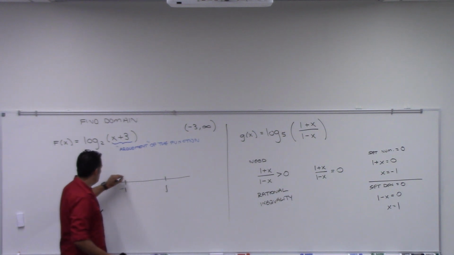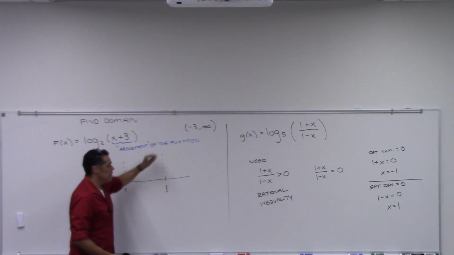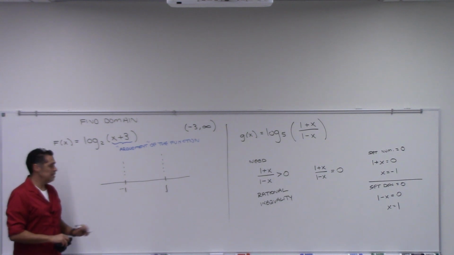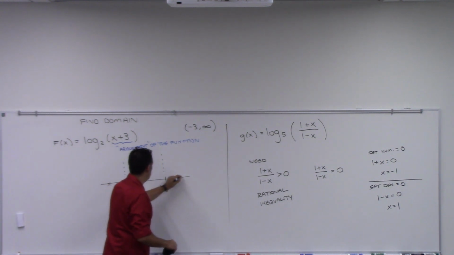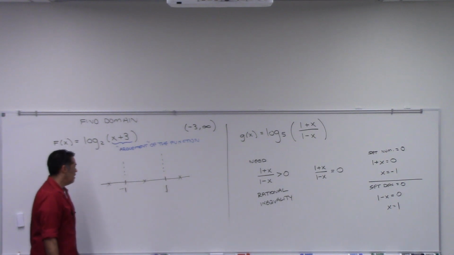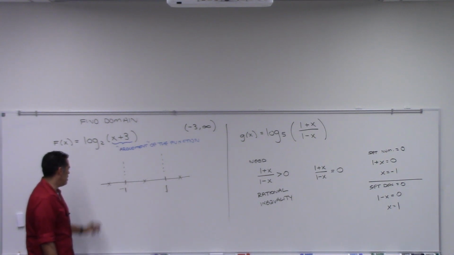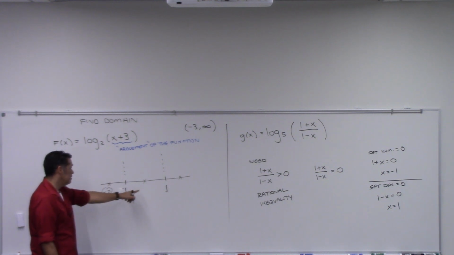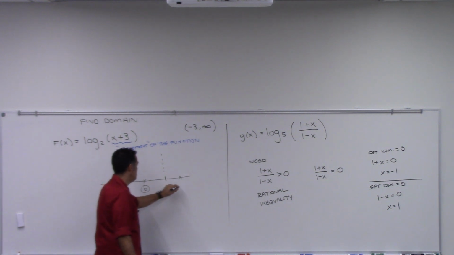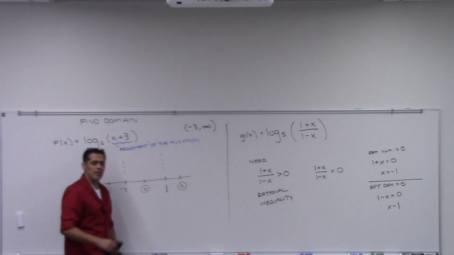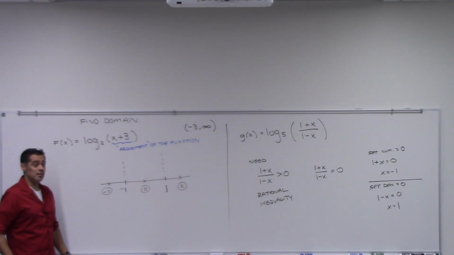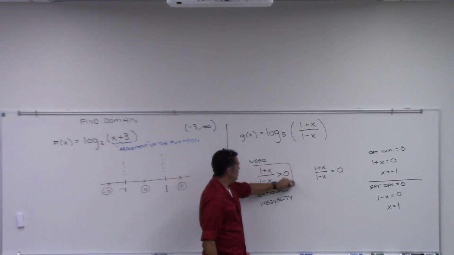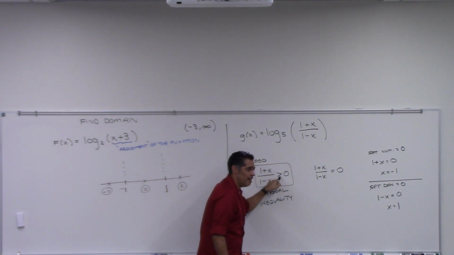Number line, that breaks your region up into 3 regions, and now you pick test points. Test points here, here, here. What test point should I use here? Negative 2. Good one there. 0 and 2. And we're going to plug those numbers into the original and see if it's true or not.